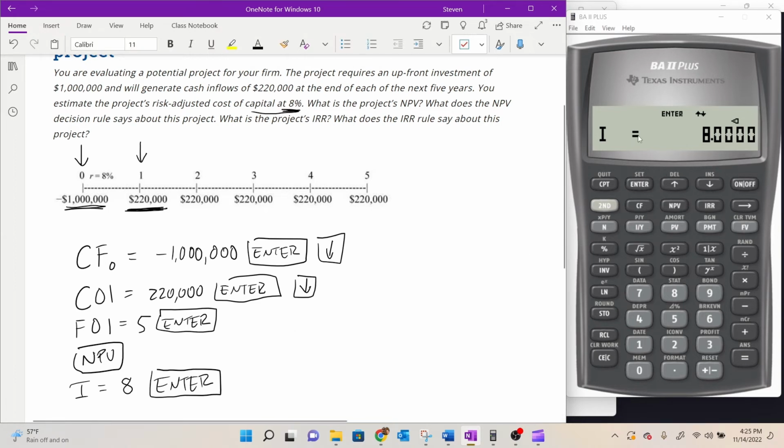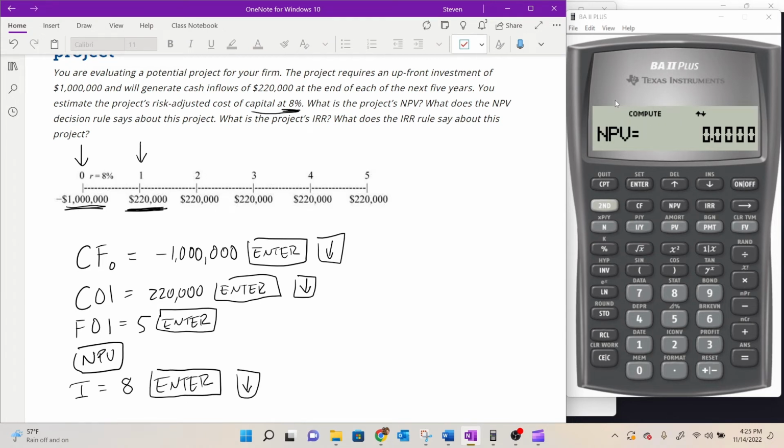From here, I need to get back to the net present value function. You can press the up or down arrow key. It doesn't matter. I've been using the down arrow key, so I'm just going to hit the down arrow key again, and it comes up now. It says NPV equals, and we get this compute prompt on the top right.